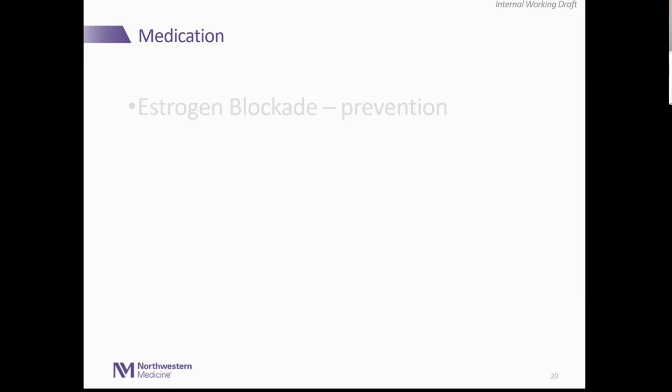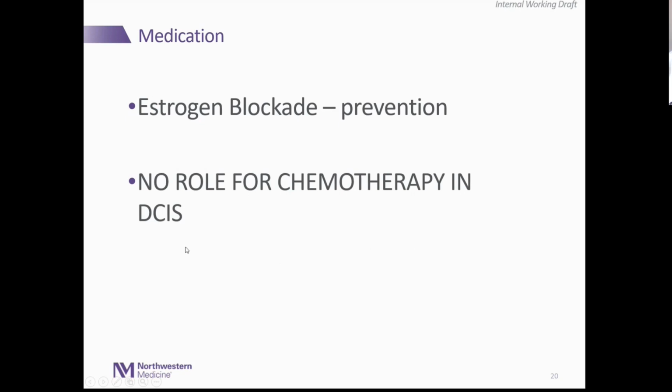Now, medication is always a big question. One way that we treat breast cancer with medication is the estrogen blockade, which we talked about earlier. And in DCIS, when estrogen blockade is given, it's for preventing another cancer. The other way that we give medication in general is through the IV with chemotherapy. However, there is not a role for chemotherapy in DCIS. Patients are always wondering about that. Now, if a patient has DCIS and ends up having invasive cancer, then that might be considered, but generally there's not a role for it.